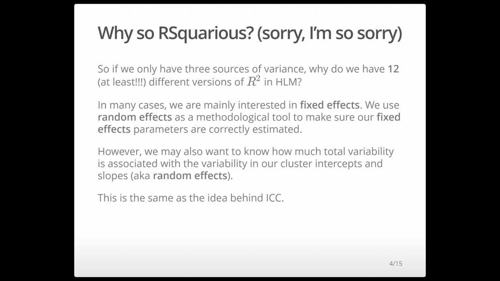So why do we have 12 different versions of r squared? The reason is that there are some different ways of explaining residual variance in HLM in addition to different ways of conceptualizing the actual variance. We're mainly going to be interested in fixed effects. A lot of times we use random effects as a methodological tool to make sure that we can estimate our fixed effects correctly. We may also want to know how much total variability is associated with the variability in our cluster intercepts and slopes. And this is where the random effects are thought of.